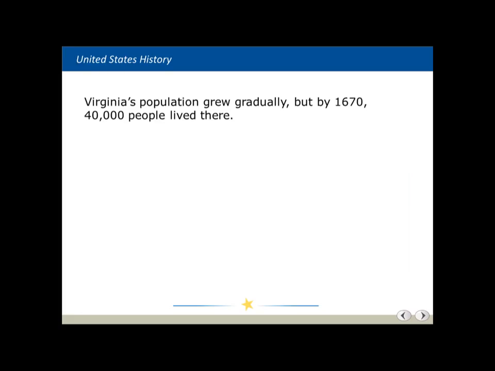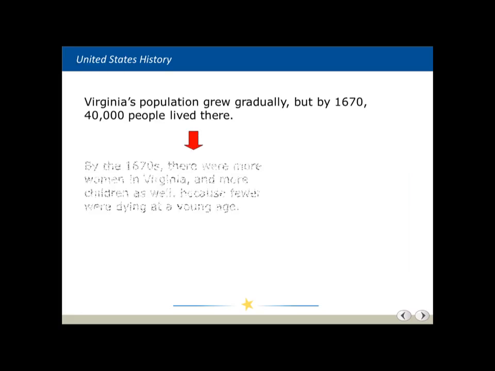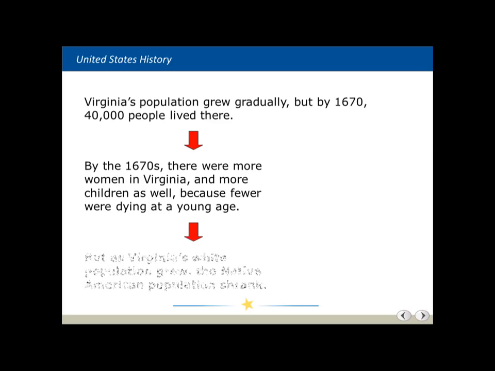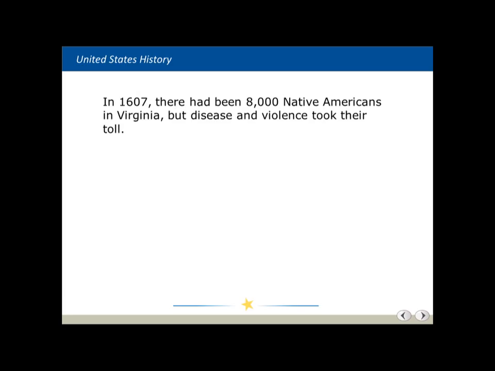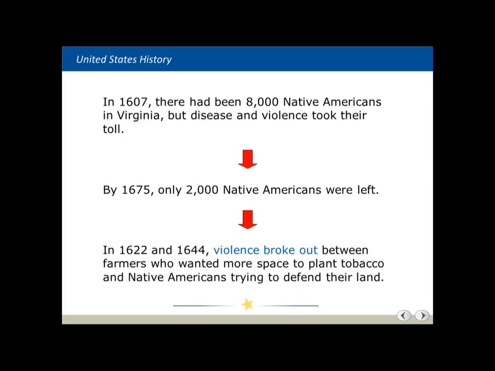Virginia's population grew gradually. By 1670, 40,000 people lived there. By the 1670s, there were more women in Virginia and more children as well because fewer were dying at a young age. In other words, the early years where everybody died initially, that's changing. The native population is also shrinking, though, because of conflicts and tensions with the English. By 1607, there had been about 8,000 natives in Virginia, but ultimately disease and violence are going to take their toll. By 1675, only 2,000 or so natives were left.